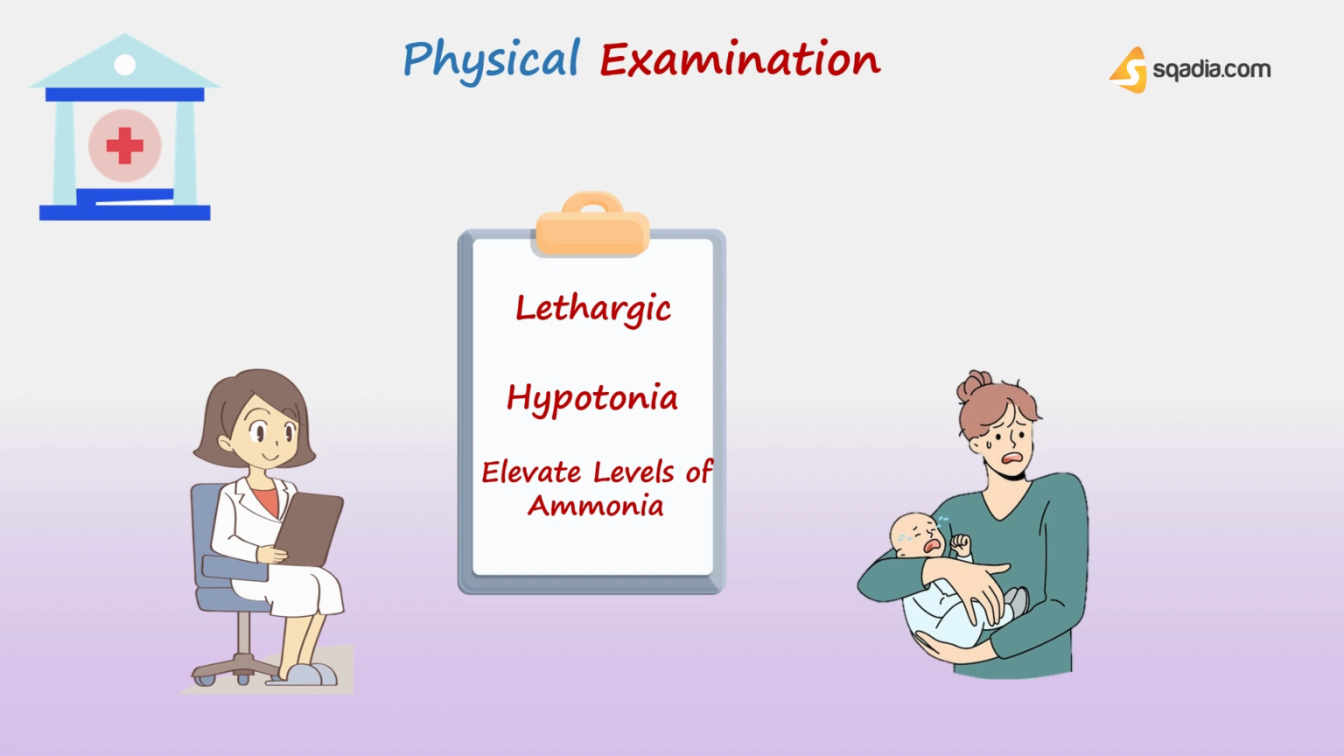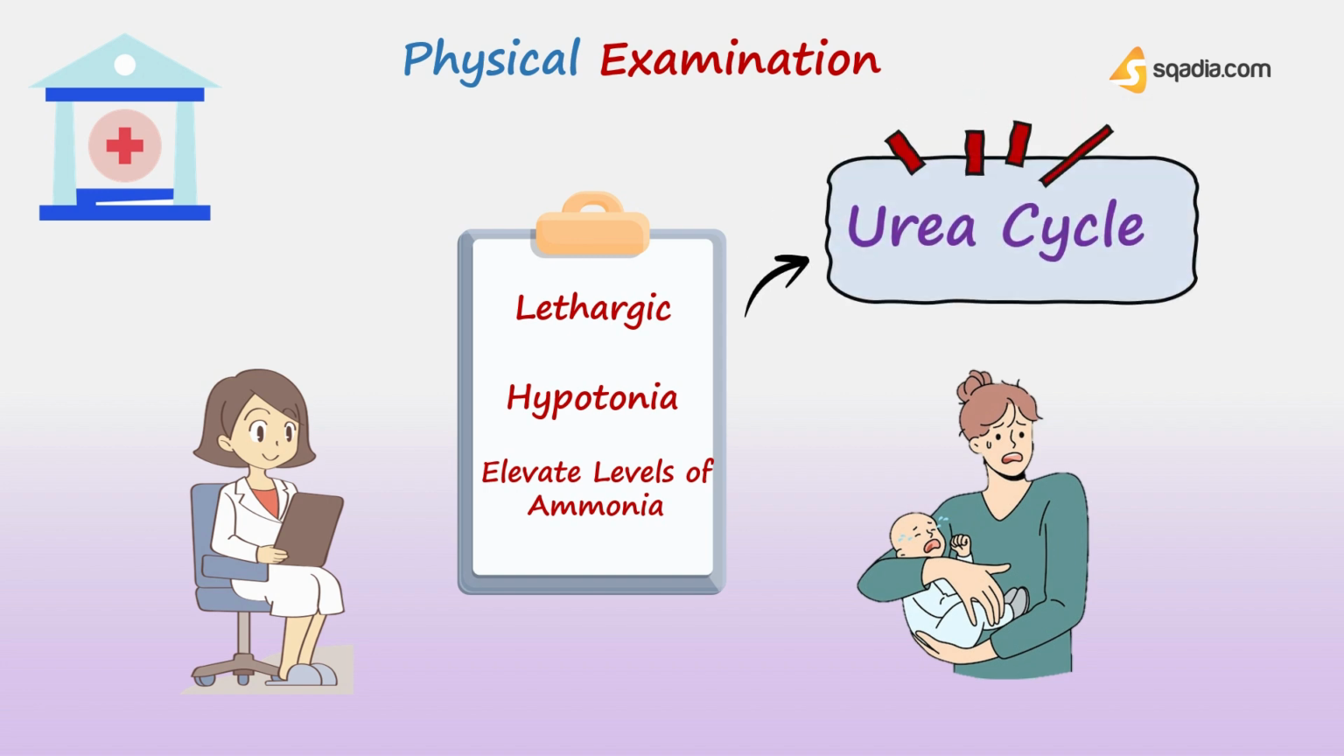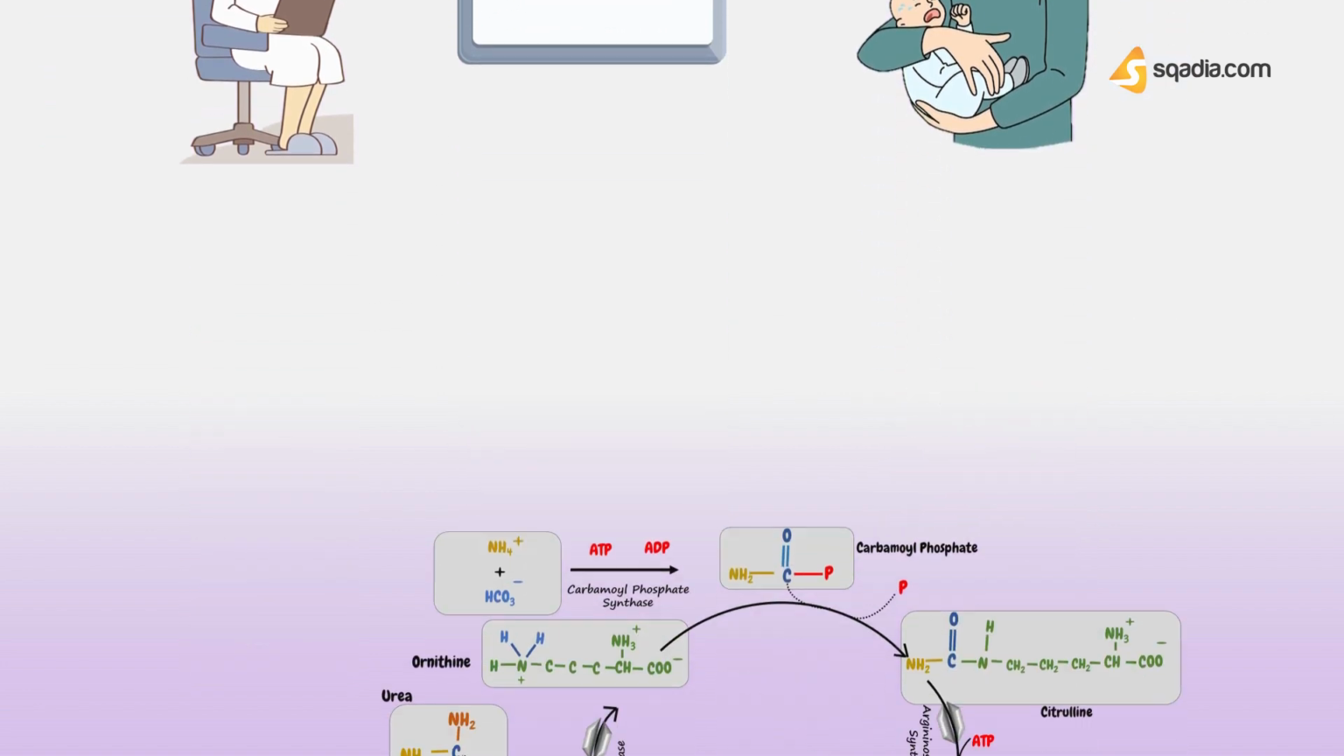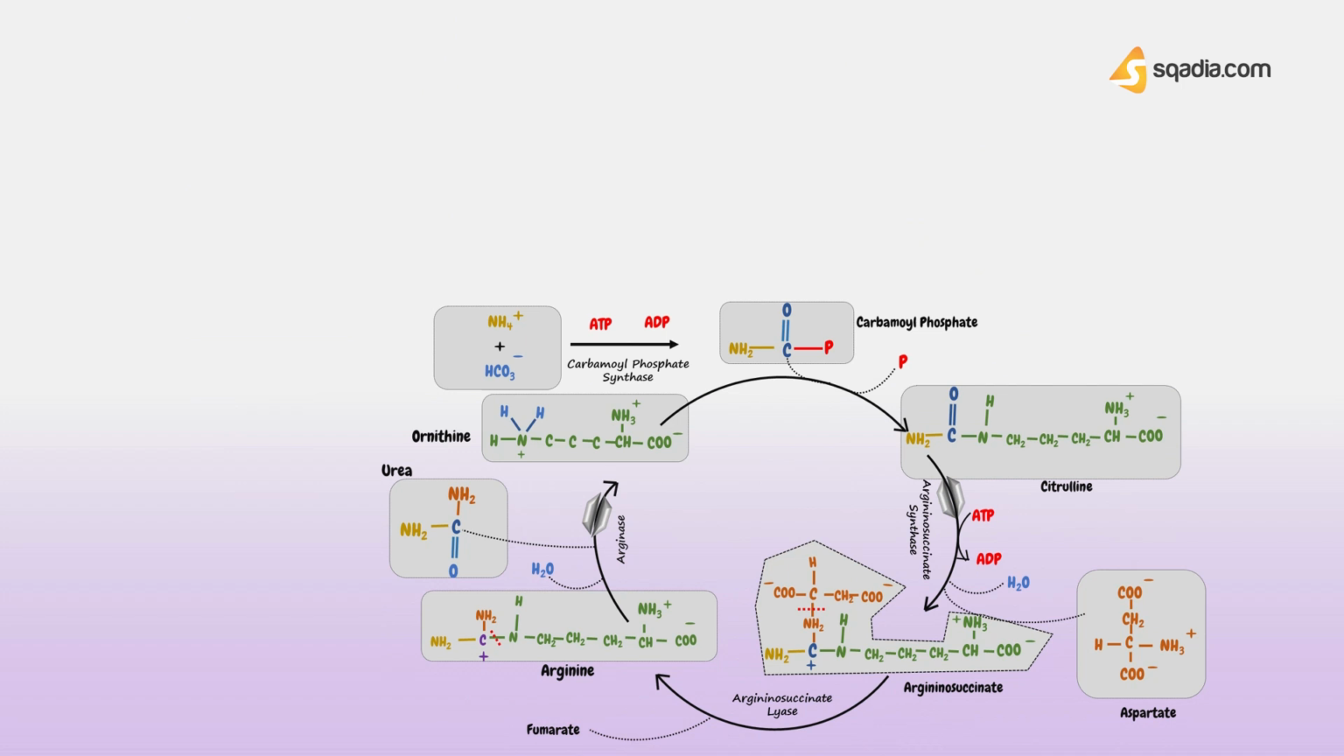Still not clear? Don't worry, let's go a bit deeper and try to understand it better. Do you remember the urea cycle? Try to recall it. This is the urea cycle. Let's understand its pathophysiology. Ornithine transcarbamylase is responsible for combining ornithine and carbamoyl phosphate to form citrulline. In the next step, arginine is produced, and after that urea is produced, which is the final step.